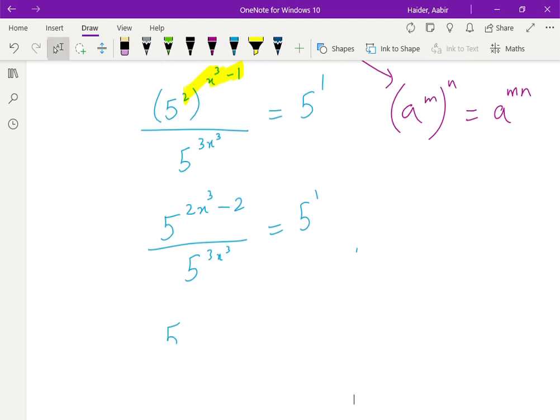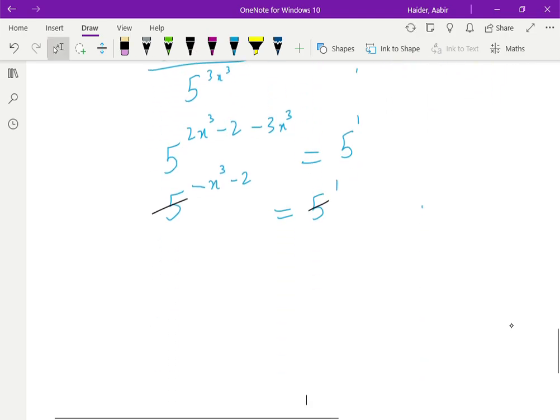Now very little work left. You can subtract the two indices here because of the rule of indices. So I'm going to write like this. If you don't understand, let me know in the comments. You can just subtract the index that was there in the denominator. Now simplifying them will give me negative x cubed minus 2 and this. Once you have the same bases, you can get rid of them and simply equate the indices.